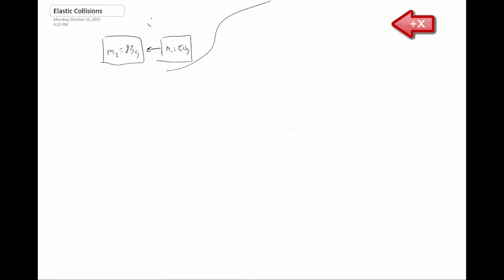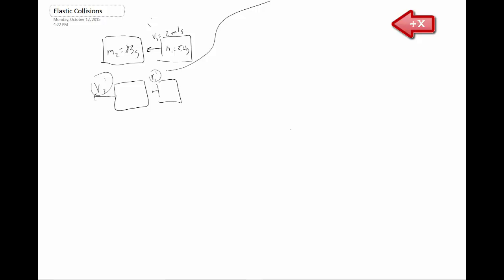So this is the initial picture. Then afterwards, this guy's moving at some velocity, and this guy may or may not have some velocity. These are the two things we're trying to find. The other thing we have is the initial velocity, which we're just going to assume is around 2 meters per second. Okay, so let's go ahead and do this.